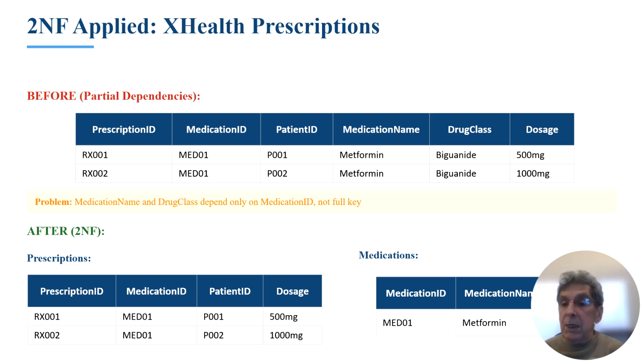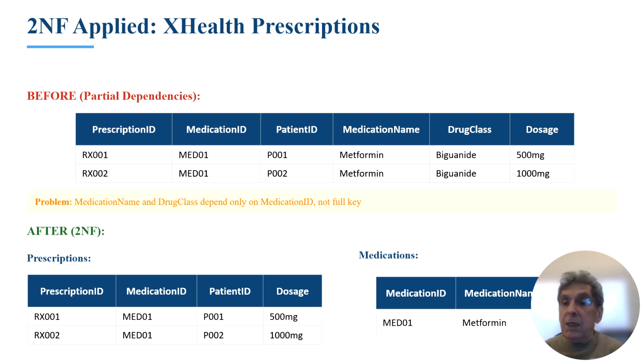These are partial dependencies. Look at the redundancy. Metformin and biguanide appear twice because two prescriptions include that medication. So to convert to second normal form, we create a medications table with medication ID as the key, containing medication name and drug class. The prescriptions table keeps prescription-specific information like patient ID and dosage, which might vary per prescription.